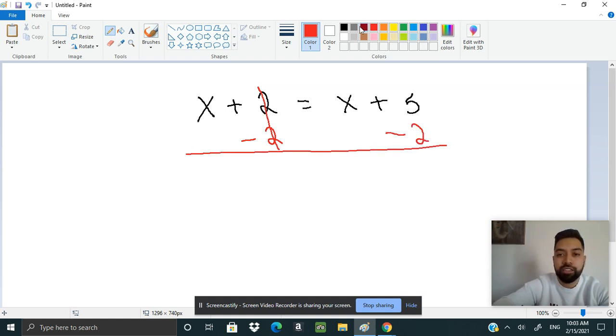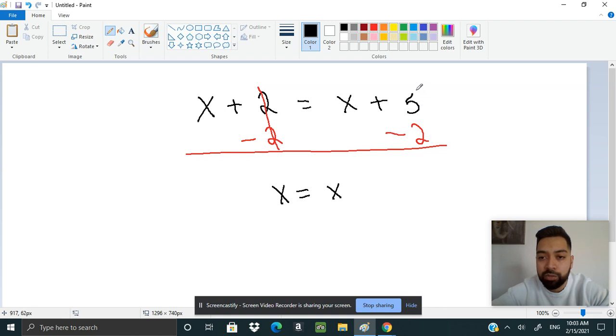So we see that this leaves us with x on this side, x on the other side, and now let's combine these two. A positive 5 minus 2, that's going to give us positive 3. So we have x equals x plus 3. We're going to take this a step further and try to simplify this. So let's subtract this x. We're doing this so that we can combine it over here with the other x.